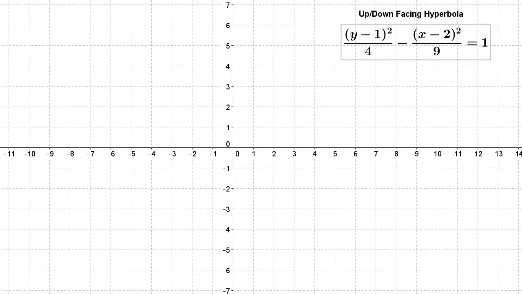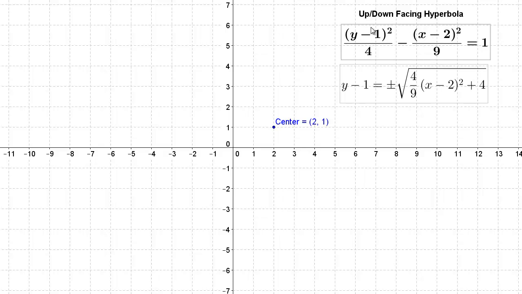Let's finish up with an up and down facing hyperbola. We know it's up and down facing because the y term is the positive part. And we're going to even throw in a little bit of an extra difficulty, and that is having a shift to the center of this hyperbola. And again, it's what makes this parentheses part 0. The shift, the center point of this hyperbola is going to be at 2, 1. X coordinate of 2, y coordinate of 1.